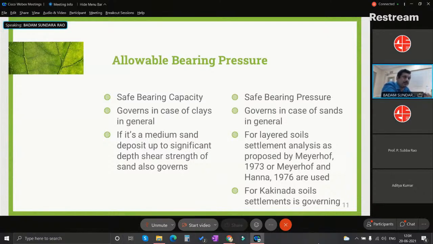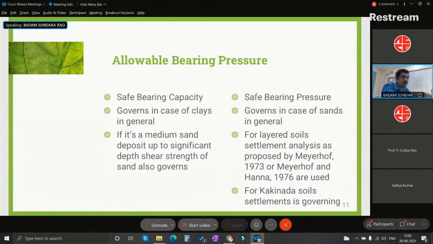One is bearing capacity, that is, the safe bearing capacity, which pertains to a strength criterion, and safe bearing pressure corresponds to a strain-based criterion. That is a settlement-dependent parameter. Satisfying these two, we have to judge what bearing pressure we are allowing on the soil mass or the depth of the foundation, which can safely transmit the stresses to the soils to complete its load path.